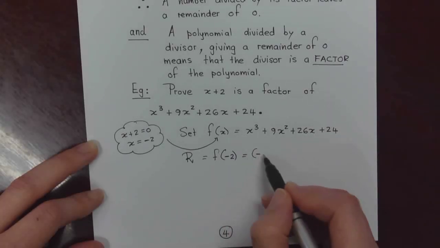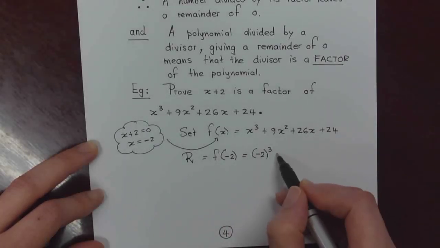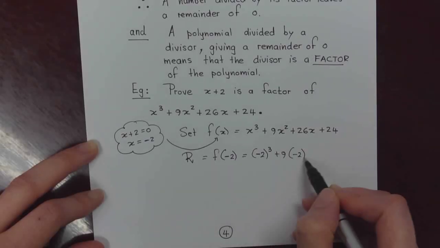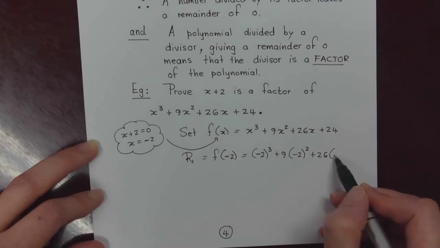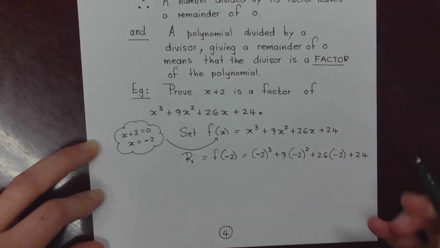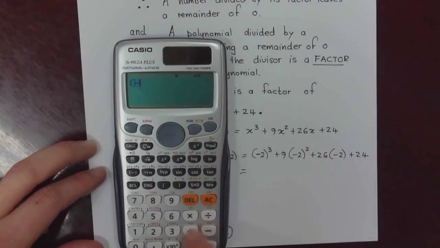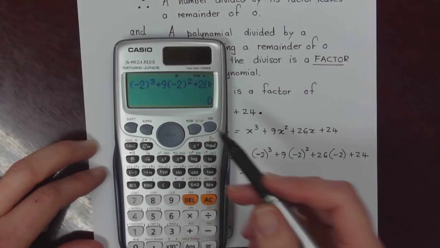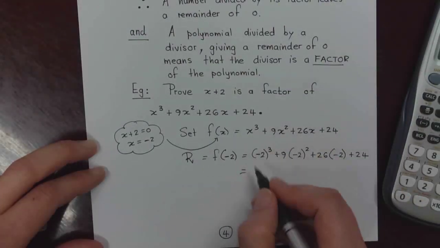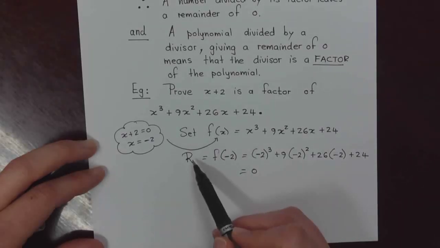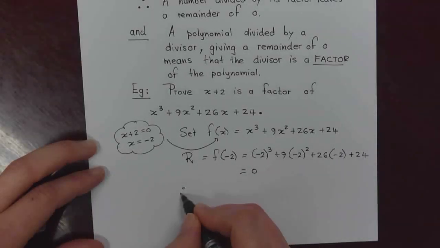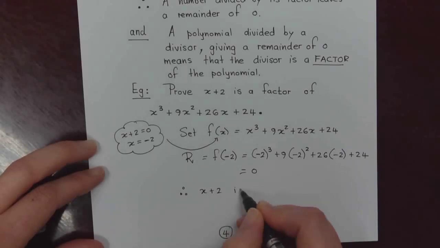And then if I put that negative 2 in here, so I substitute it into the x cubed, and then plus 9 times negative 2 squared plus 26 times negative 2 plus 24. And again, just to speed things up, I'm going to use my calculator. So I put in negative 2 cubed plus 9 times negative 2 squared plus 26 times negative 2 plus 24. And if I sub that in, I end up with 0, which means that 0 is my remainder. And then logically speaking, if my remainder is 0, it means that x plus 2 is a factor.